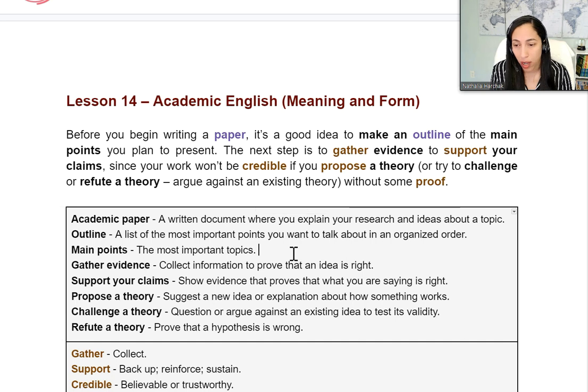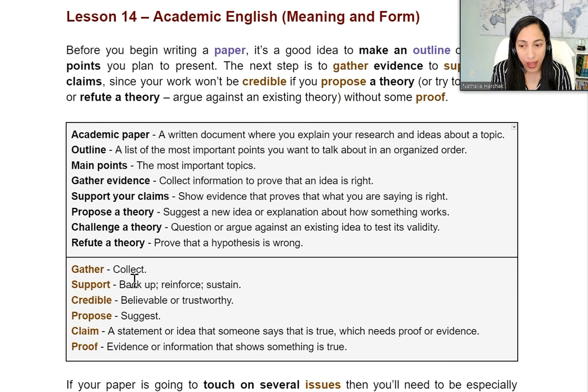Main points, the most important topics, gather evidence. So I actually have the word gather here separately to show you that it means to collect. So you need to collect information to prove that your idea is right, okay? Support your claims. So if you use the word support, this means to back up, to reinforce or sustain your claims. Your claims are basically the things you say, all right?